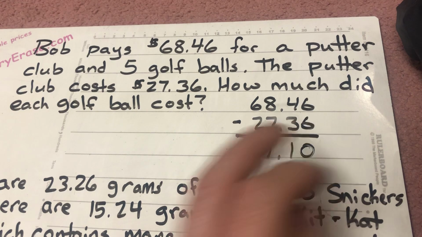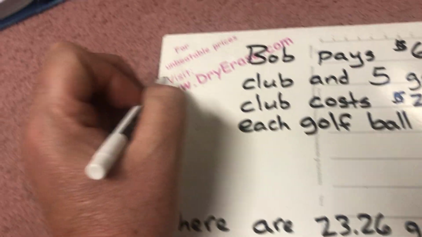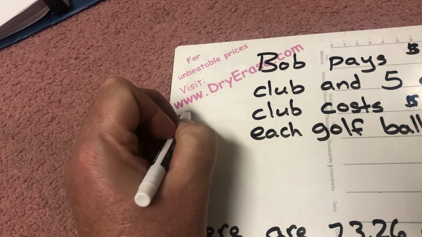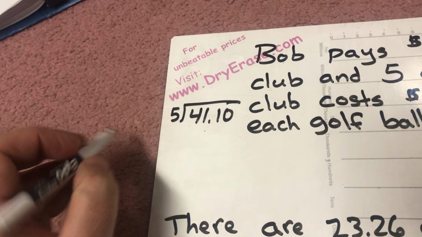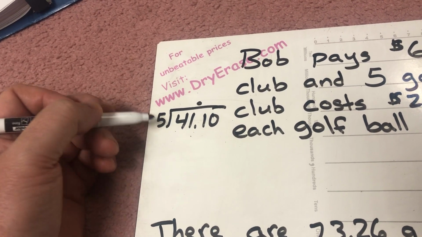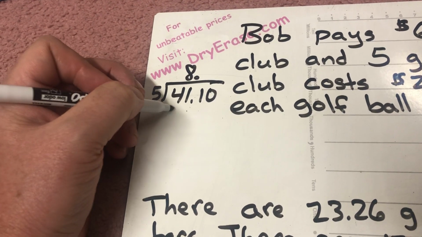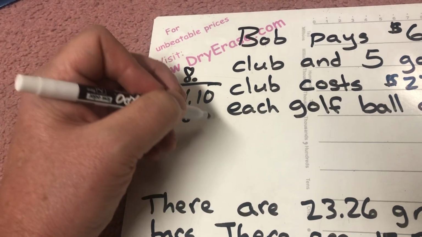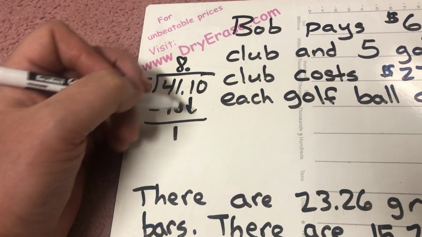Well, to figure out how much each golf ball cost, that's going to be 5 going into $41.10. So it's just decimal division. We bring our decimal straight up. 5 cannot go into 4, but it can go into 41. 8 times. 8 times 5 is 40. 41 minus 40 is 1. We're going to bring the 1 down.